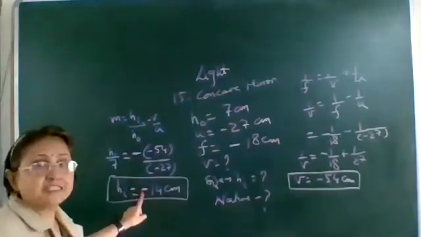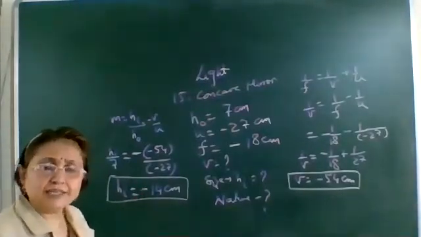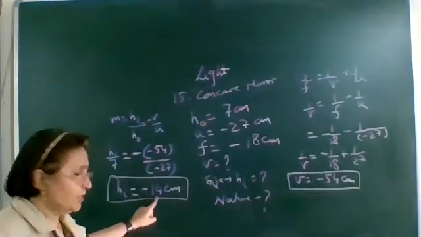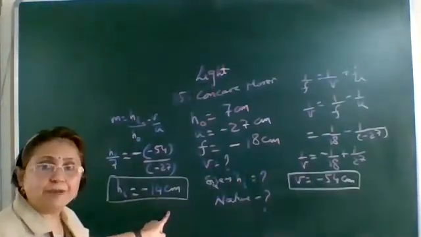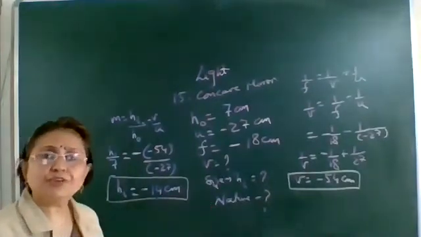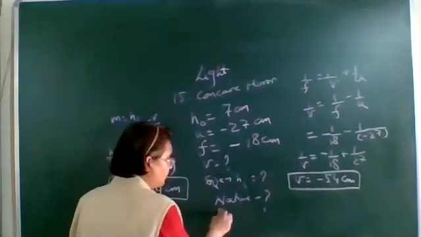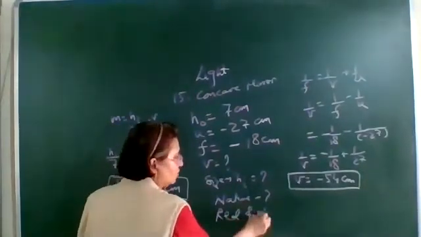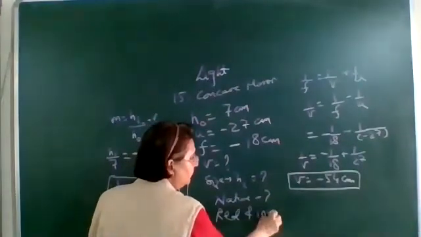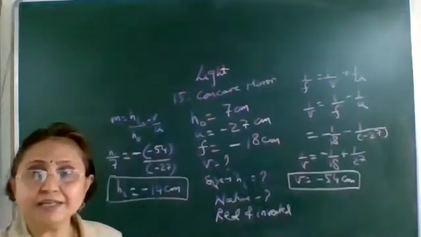But it is negative. This negative is only indicating that the image is inverted, that is, the image is formed below the principal axis. As the image is inverted, what will be the nature of the image? Inverted images are always real. So the image is real and inverted. Hence the image formed is real and inverted.